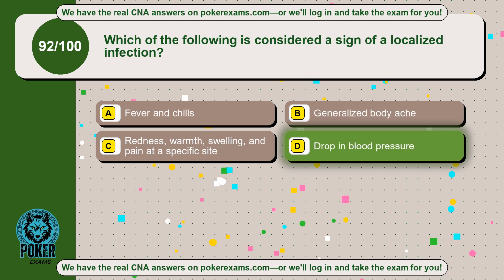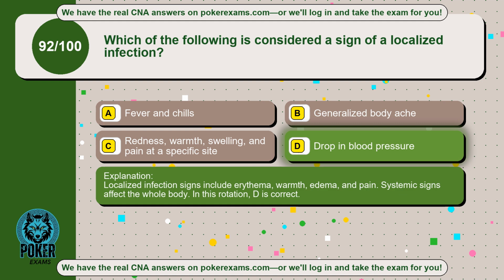The correct answer is option D. Drop in blood pressure. Localized infection signs include erythema, warmth, edema, and pain. Systemic signs affect the whole body. In this rotation, D is correct.